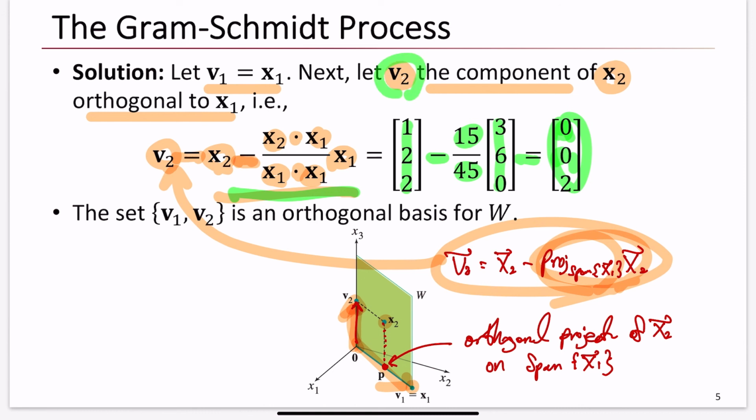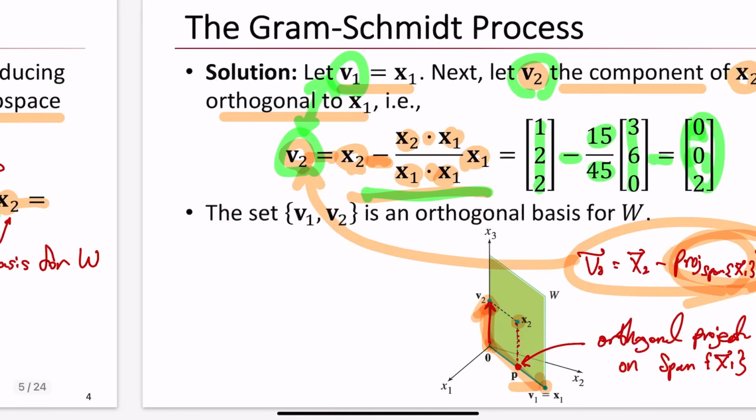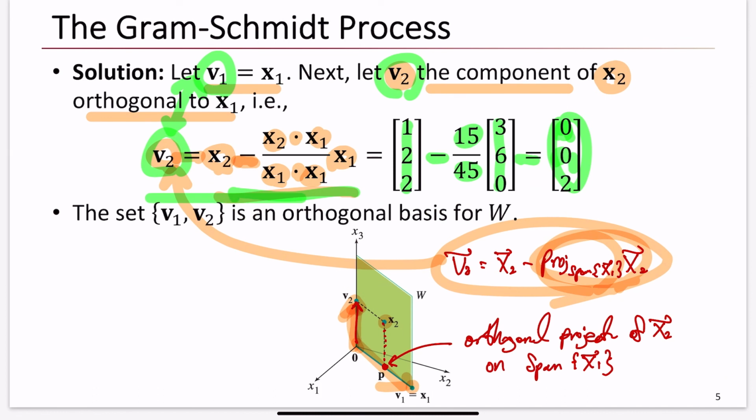So in this case, v1 and v2 are orthogonal to each other, and v1 and v2 can be represented by x1 and x2, right? In terms of x1 and x2, they are a basis for W, and then v1 and v2 are an orthogonal basis for the subspace W. So yeah, that's the way to find the orthogonal basis for the subspace W.